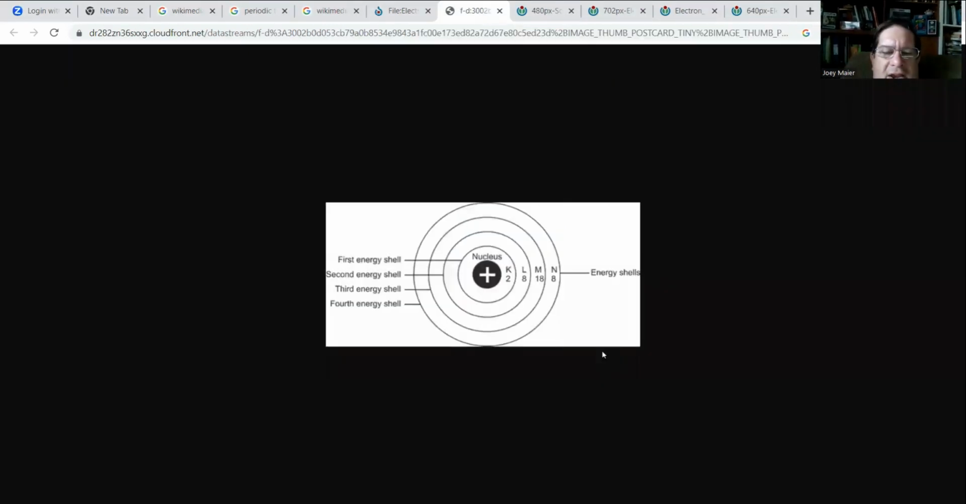Shells come in different varieties. The one closest, the first shell, can hold 2 electrons. The second one can hold 8. The third one can hold 18, and you probably want to memorize those numbers for testing purposes. But 2, 8, 18, know that.